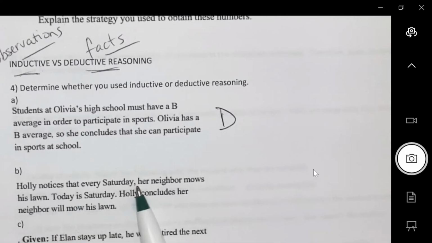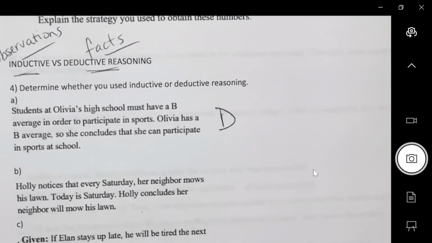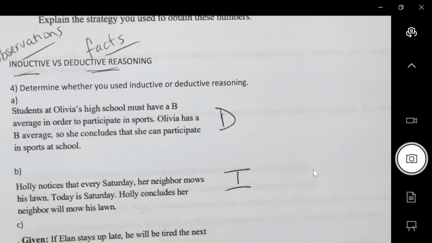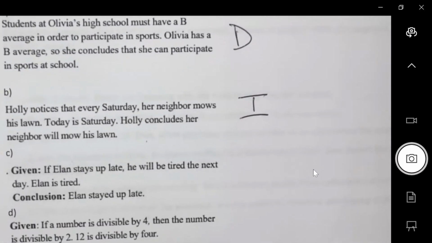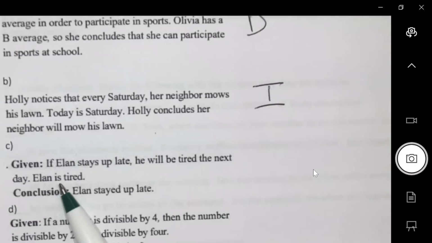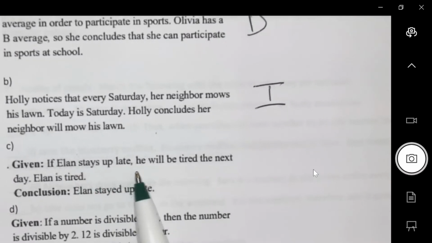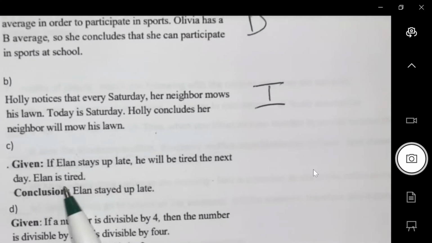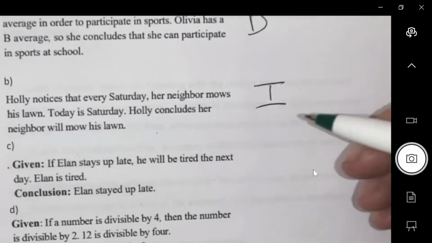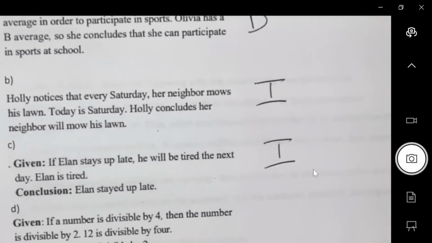Holly notices that every Saturday her neighbor mows the lawn. Today is Saturday. Holly concludes her neighbor's going to mow the lawn. So that's going to be inductive reasoning. If Ellen stays up late, he will be tired. The next day, Ellen is tired. Therefore, Ellen stayed up late. What kind of reasoning? That's inductive.